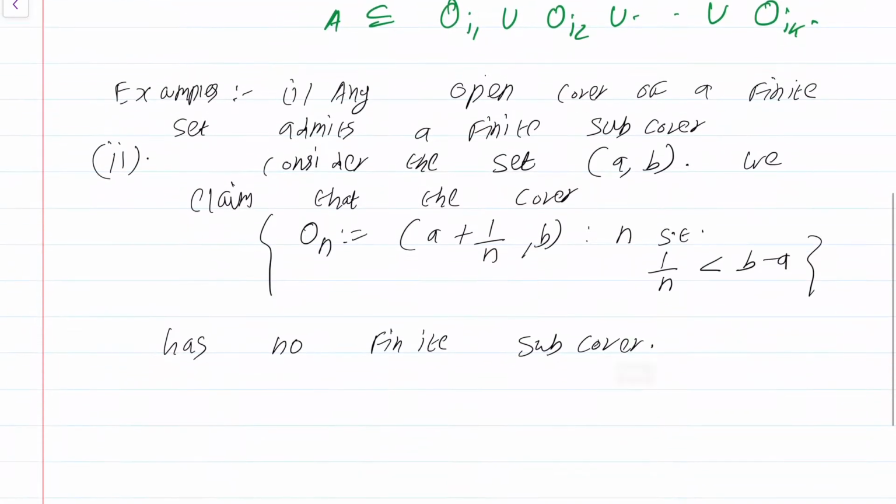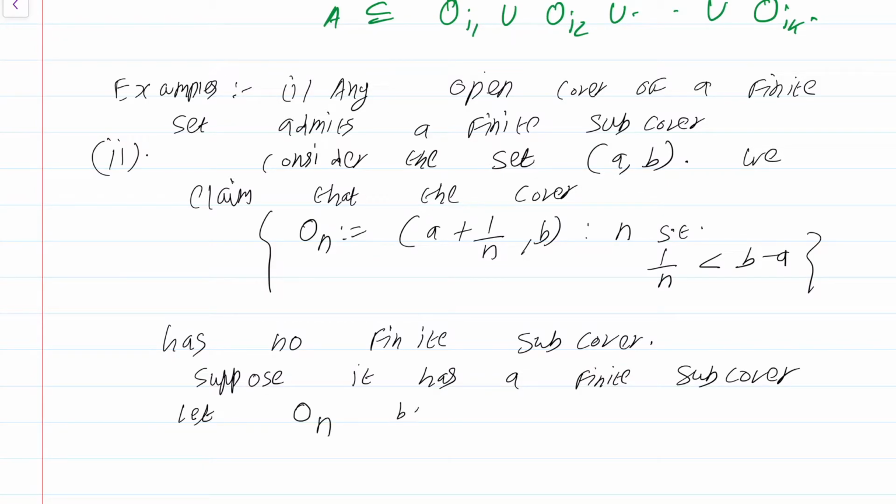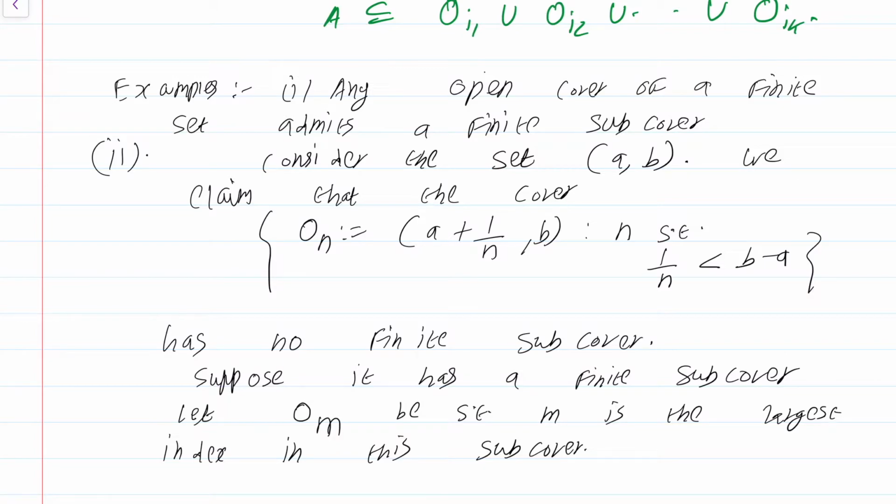Why is that the case? Well, let's see. Suppose it has a finite subcover. Let O_m be such that m is the largest index in this subcover. Well, this is a finite subcover. It consists of elements of the form (a + 1/n, b). There must be a largest such m.